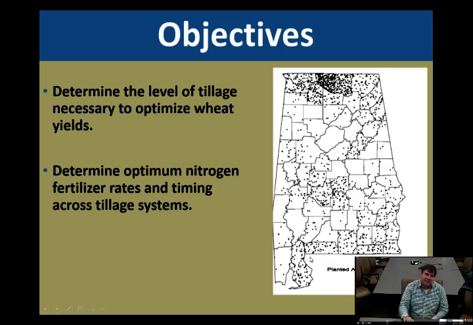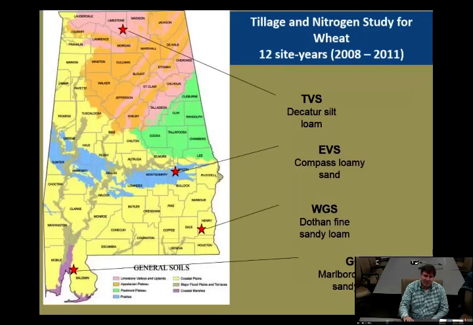Fortunately, in the Alabama Extension system, our experiment station system, we have locations that correspond to those areas. So we set up this project in each of those 4 locations: Tennessee Valley, E.V. Smith, Wiregrass, and Gulf Coast. We have 4 different soil types, and we did this for 12 site years. So we have a pretty robust data set to take a look at this information for tillage and nitrogen.